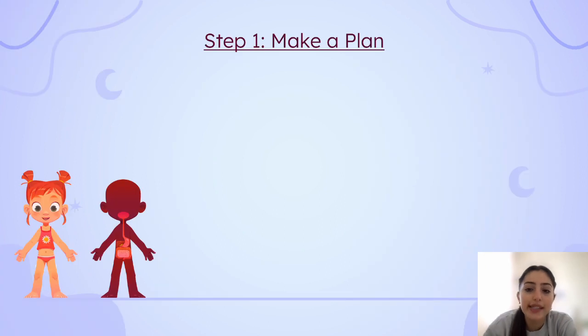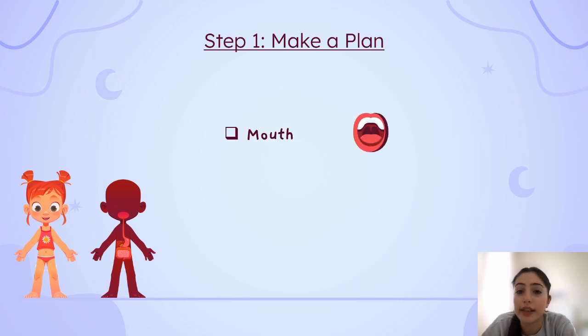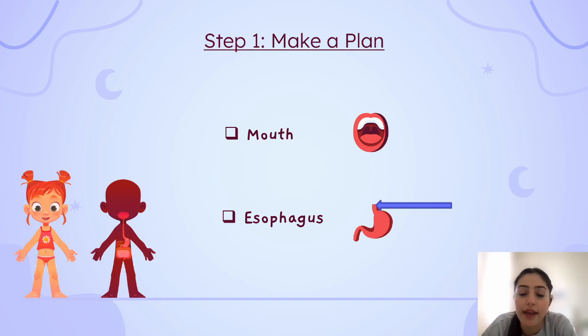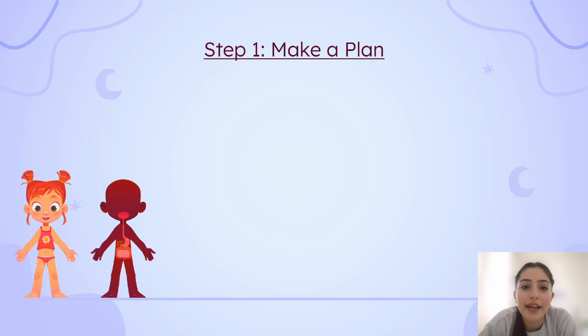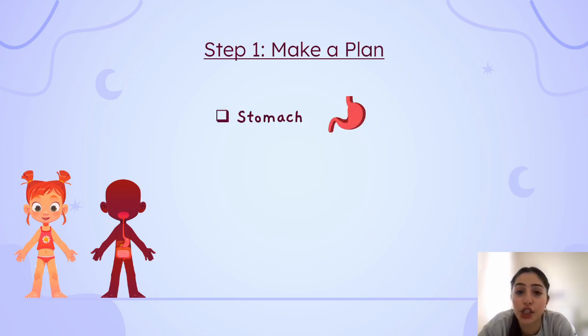So what steps are involved in making your model of the digestive system? Well, we must first create a plan. So what are the parts of the digestive system that we need to include? First, we need the mouth. We also need a structure called the esophagus, and this is the tube that brings the food from our mouth to the stomach. This means that we need a stomach. This is where digestion begins.